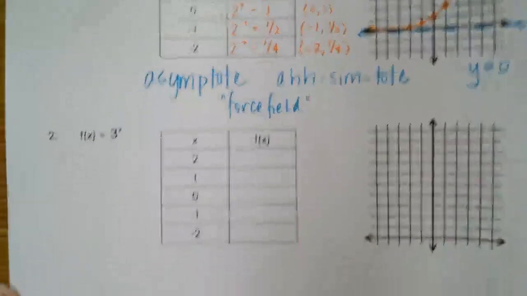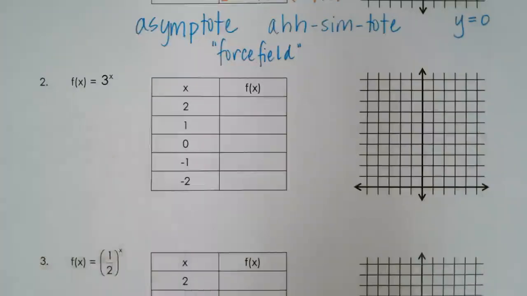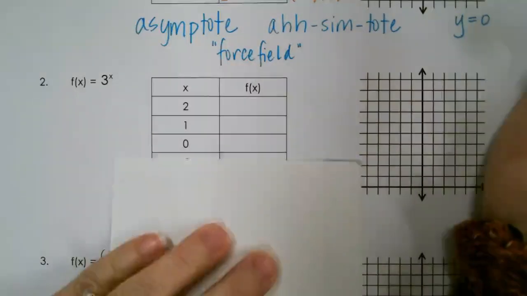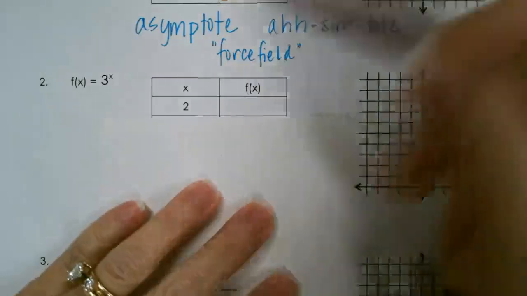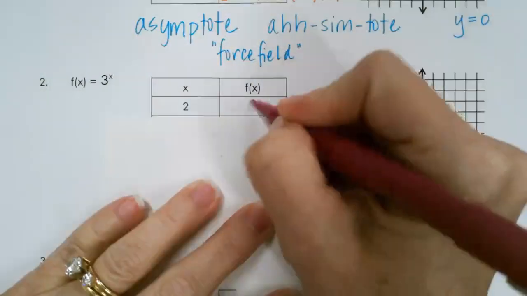Our next one, we're going to do the basic curve of 3 to the x. So I'm going to go through a similar t-table here, except this time it's 3 to the x. All right, so I'm going to replace x with a 2, so that means 3 squared is 9.